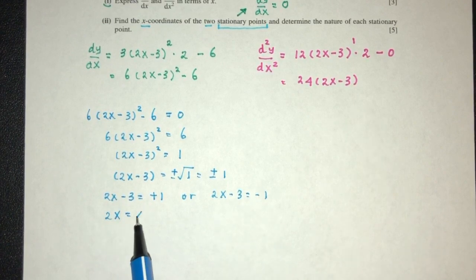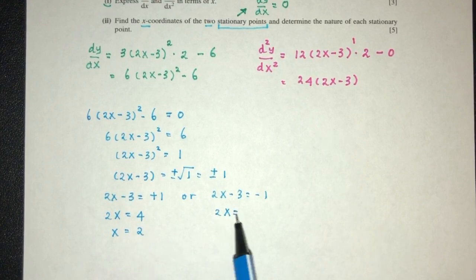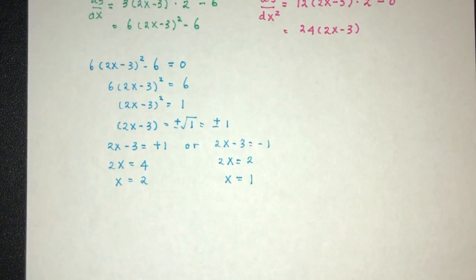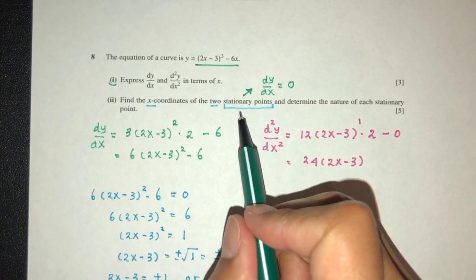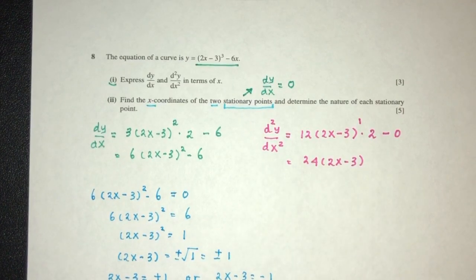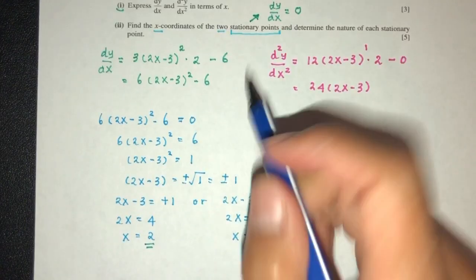2x will be the value of 4, x will be the value of 2. 2x will be the value of minus 1 plus 3, that should be 2. x will be the value of 1. So here we have the two possible x values of my stationary points. Okay, that is part 2 of the question.